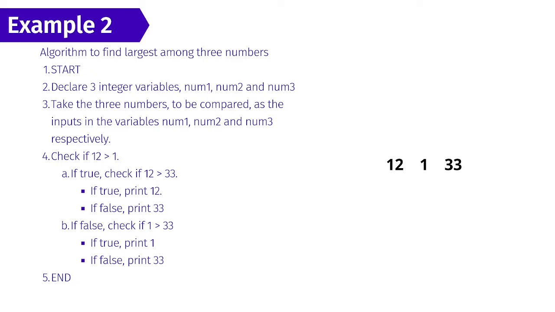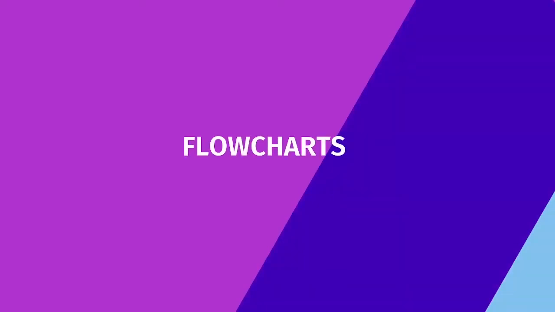And then we are checking if num1 is greater than num2, that is if 12 is greater than 1, which is true. And then we are checking if num1 is greater than num3, that is if 12 is greater than 33, which is false. Hence we are printing 33, which is the largest among these three numbers. And that will be the end of this algorithm. So now that we have talked about algorithms, let's talk about flowcharts next.